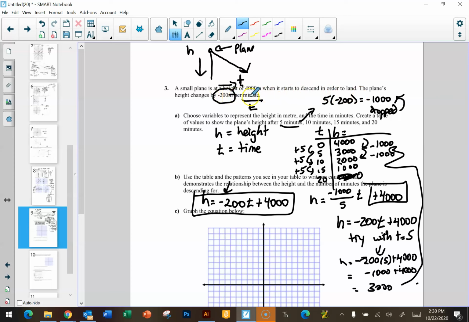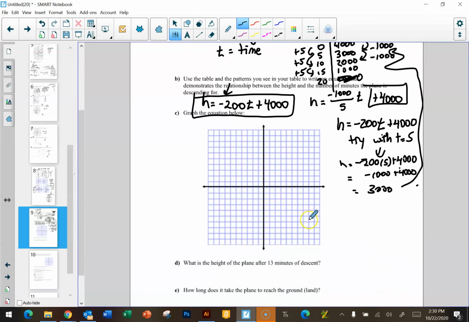So negative 200 per minute. Well, that's negative 200 per unit of time, which is, is it minutes? Yes, minutes. And then you started at 4,000. So whatever you descended, you have to add 4,000 to in order to get the current height. So if you can go right from this to this, that's great. I don't think most people can or should, but if you can, go for it.